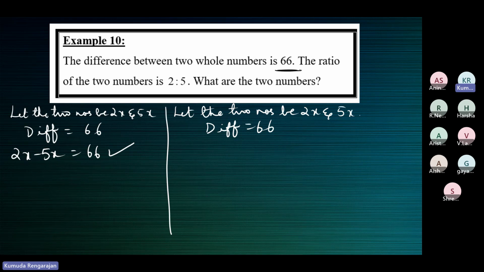It's a positive difference. So now supposing you take the numbers 20 and 50. What is their difference? Minus 30. That's because they've written the smaller number first and then the greater number. But here they're telling you that the difference between the two whole numbers is a positive 66. So then it should be like 50 minus 20, no? The greater number minus a smaller number. Only then you'll get a positive difference of 30.